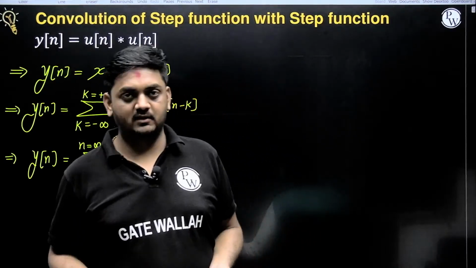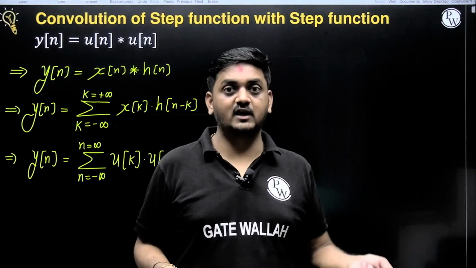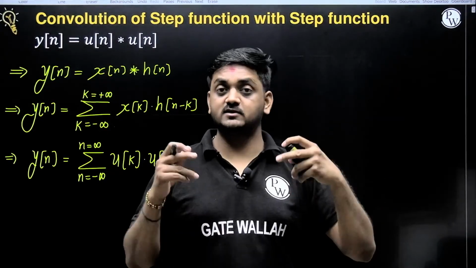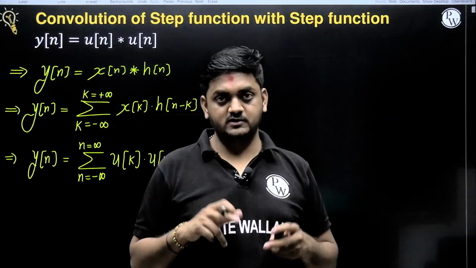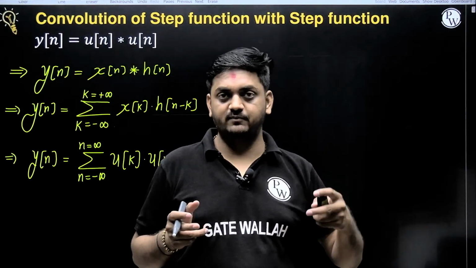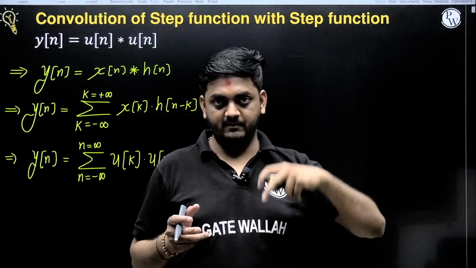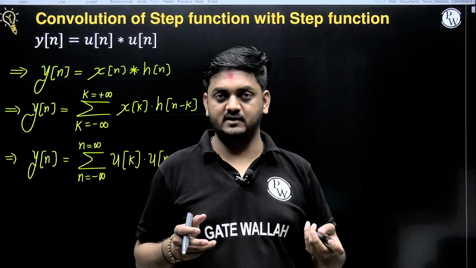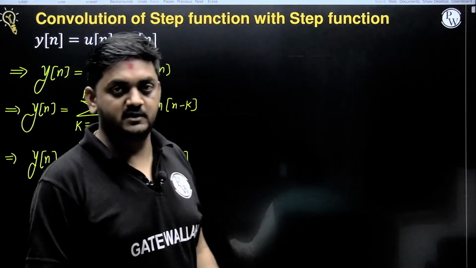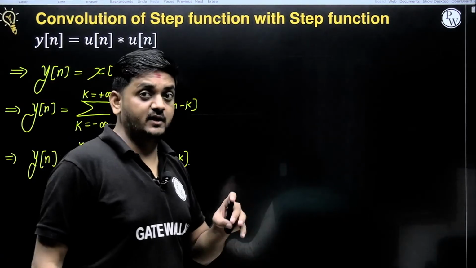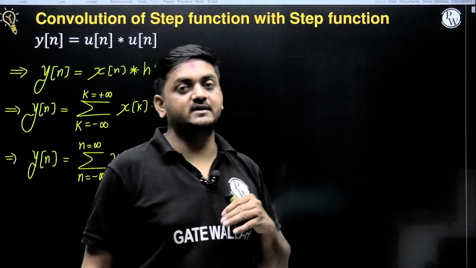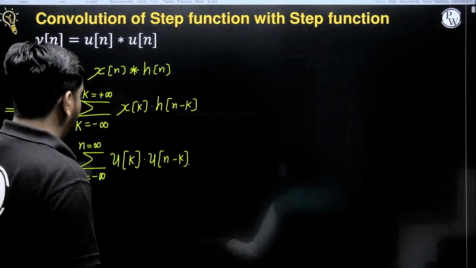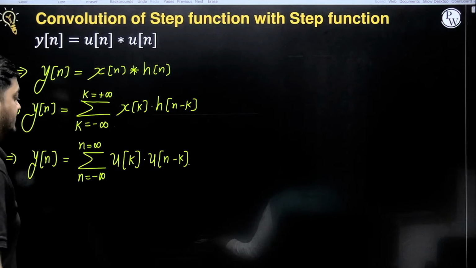And in the analytical method, suppose both the signals are causal, then the limit will be like in continuous time, integration 0 to t. So here it is 0 to n. If one is causal and another is causal, then either minus infinity to t, here minus infinity to n, or 0 to infinity. Summation instead of integration, n instead of t, and k instead of tau. Now u of k into u of n minus k.